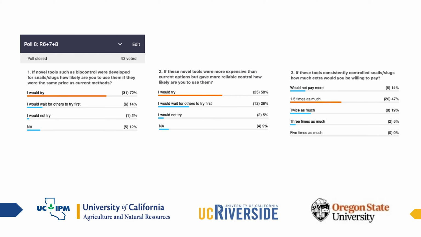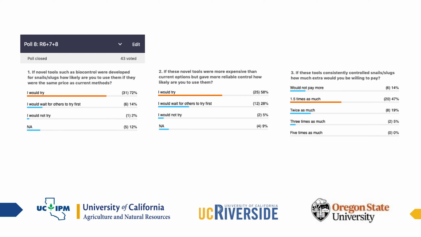Okay, so if novel tools such as biocontrol were available, how likely are you to use them if they were the same price as current methods? I think this is a bit of a no-brainer. Almost 3/4 of you said that you would try them. Same question, but if they gave more reliable control and were more expensive, now you're getting a little bit more hesitant. 58% of you would try, but over 1/4 of you would wait for others to try them first.